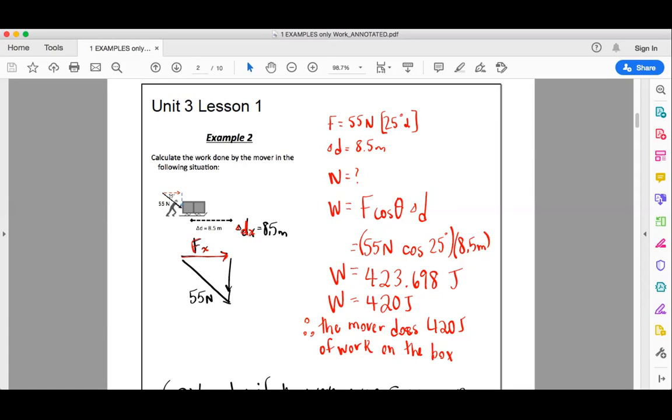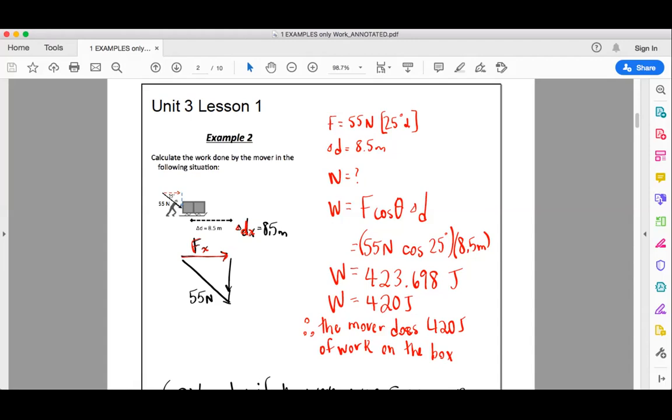This goes without saying, but make sure you know how with your calculator to type in the angle. Sometimes you have to do 25 and then type the cosine button, and sometimes it's cosine and then the angle. So make sure you don't accidentally type into your calculator cosine of 25 times 8.5 degrees. Just make sure that there's a bracket there, or you know how to work your calculator. So 420 joules of work is done on the box by the mover.